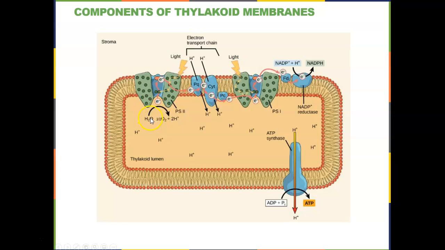Some of those electrons are going to be used in order to convert water into oxygen and hydrogen ions, and that's going to be the source of our hydrogen ions. And then some of those electrons are going to be shuttled on through the electron transport chain, again pumping more hydrogen ions in, over to photosystem 1.